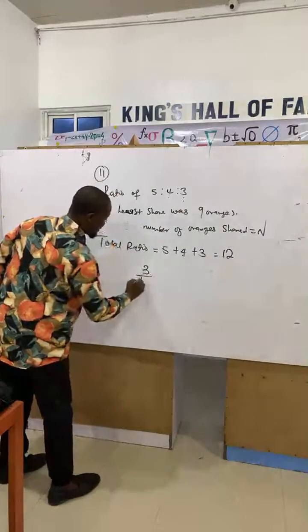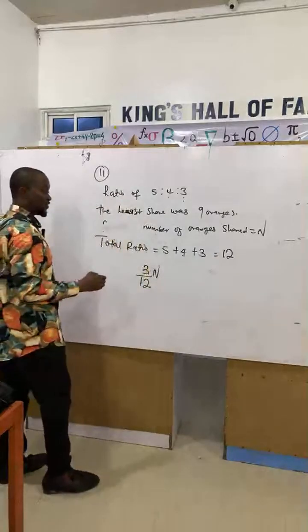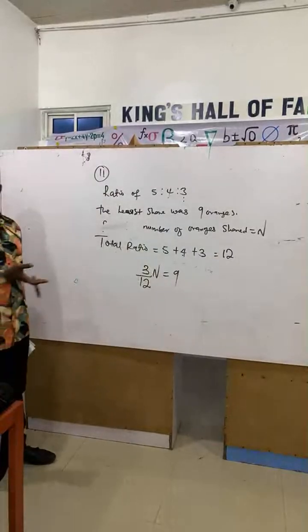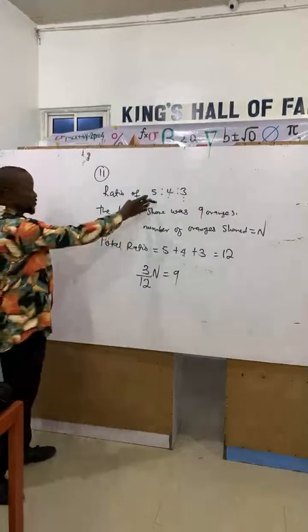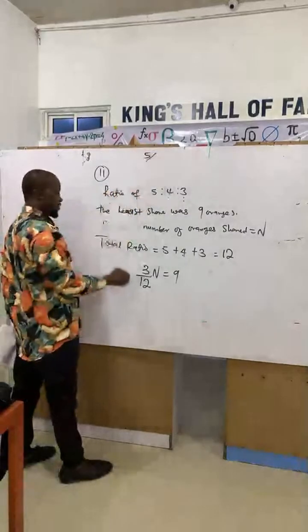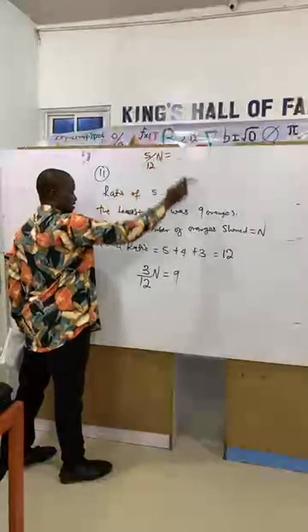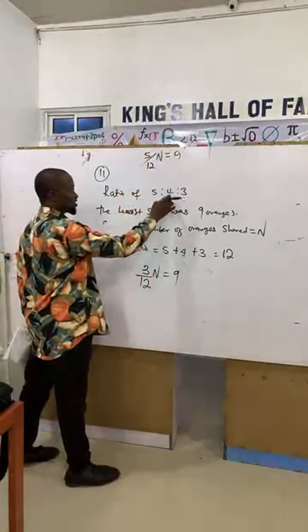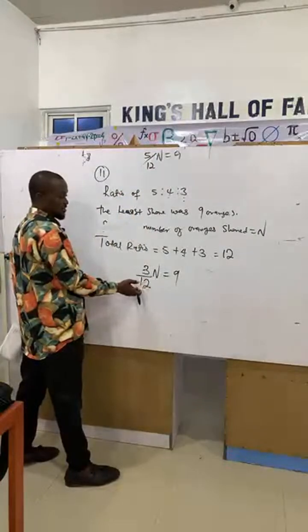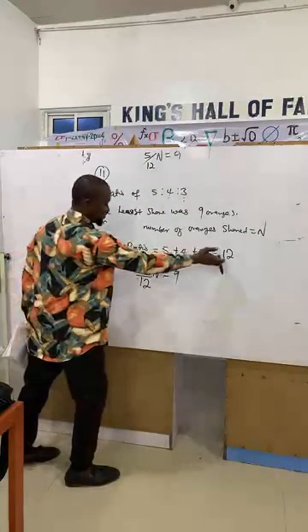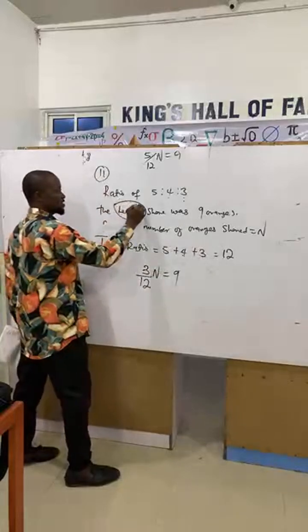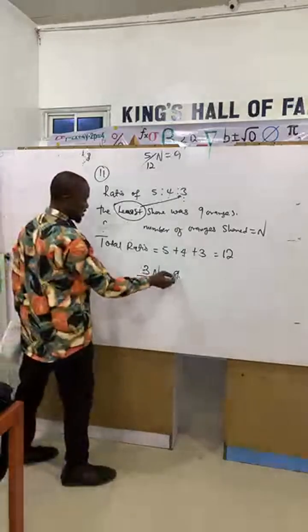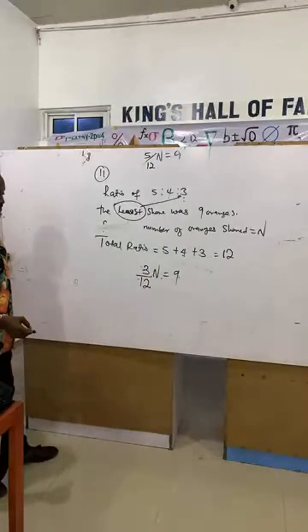3 over 12 of the n you are looking for is equal to 9. If the question said the highest, what do you do? 5 over 12 of n equals whatever the question gives, because the ratio of what I want is that value over the total number. Since they say the total ratio is 12, and they say the least, so therefore the least: 3 over 12 n equals 9. So at this point you can get the value of n.